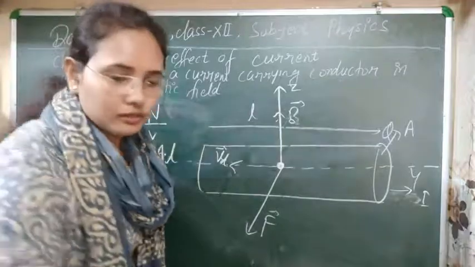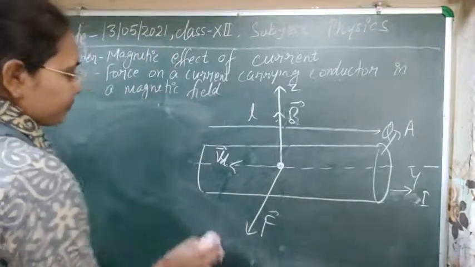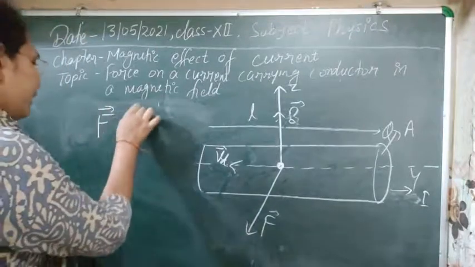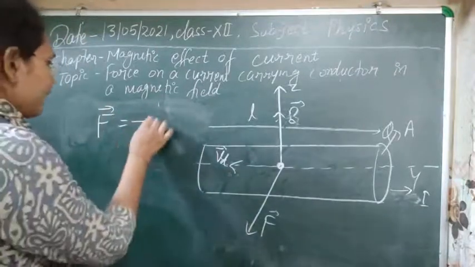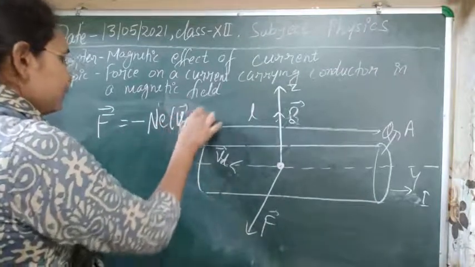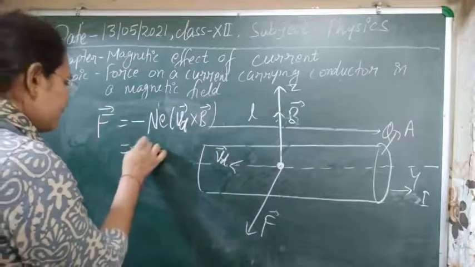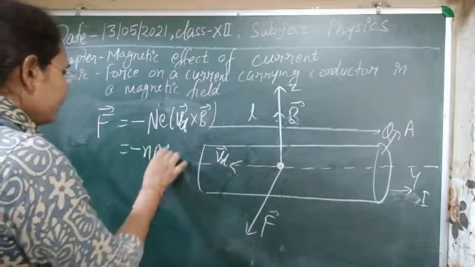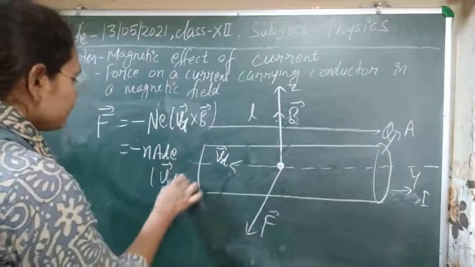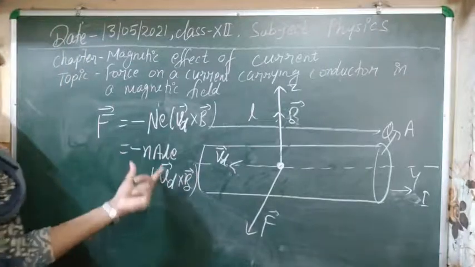So let's put this in the expression that we have just written before. In that expression F was minus N e, Vd cross B. Here in place of N, let's write small n A L e, and this is Vd cross B. Clear? I think there is now no confusion.